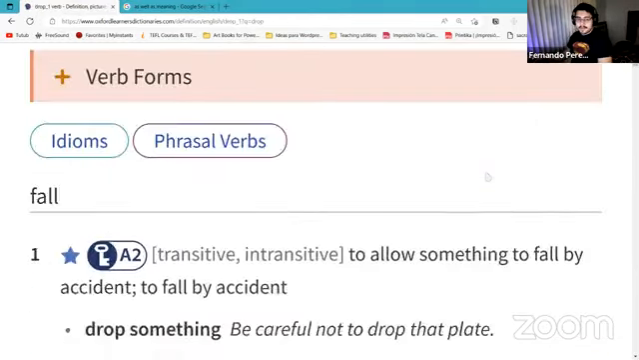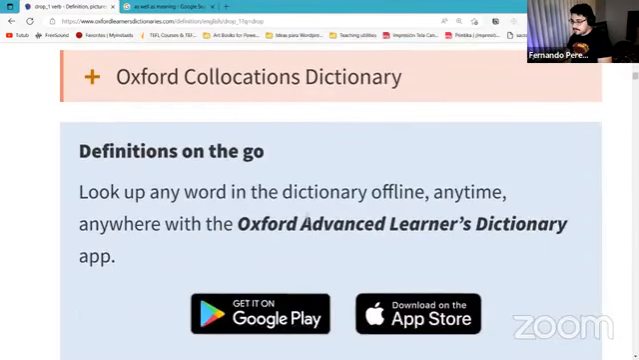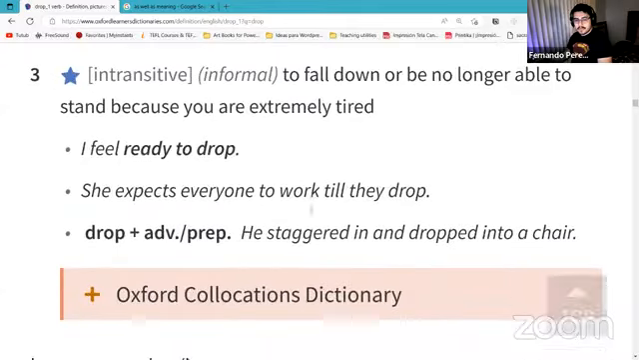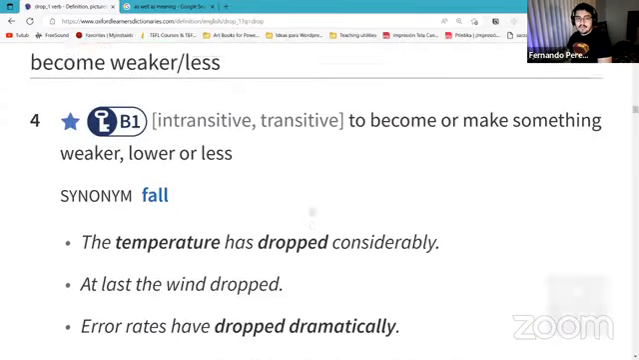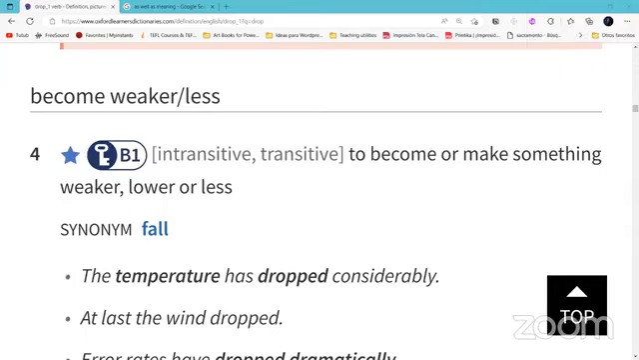Michael. Drop. Yes, sir. Drop. This is the verb, and we need fall down. This is the word that we need. To become or make something weaker, lower, or less. I'm going to help you with this. The context of this is statistics. In this case, maybe the dollar.